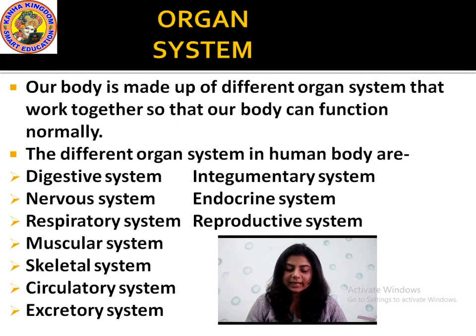Now what is the integumentary system? This is a new word for you, right? You haven't heard it before. Integumentary, the spelling is I-N-T-E-G-U-M-E-N-T-A-R-Y. Integumentary system. This system consists of skin, hair, nails, and exocrine glands.